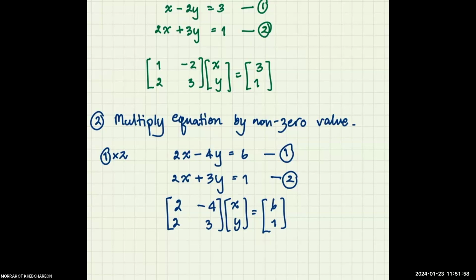Now, how about if I have equation number 1 subtract equation number 2, I will get what? I will get minus 7y equal to 5. So y is 5 over minus 7. Okay.